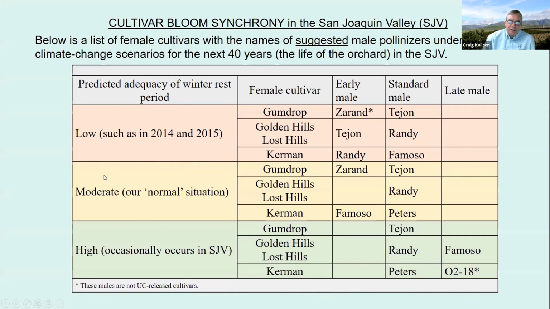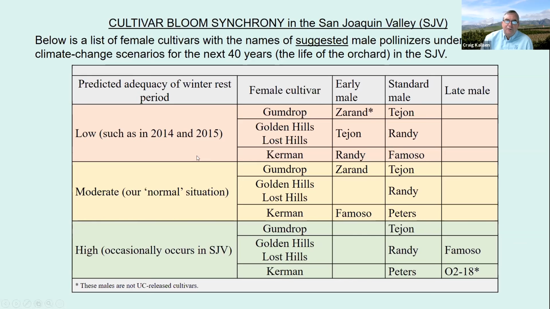I have a moderate scenario. This is our normal situation. Normally we're short of chill hours in the San Joaquin Valley, and whether we're high moderate or low moderate is our usual condition. So that's a possible chill scenario. Then sometimes we get a high chill, and that's pretty rare in the San Joaquin Valley. They're predicting it's going to get rarer and rarer.